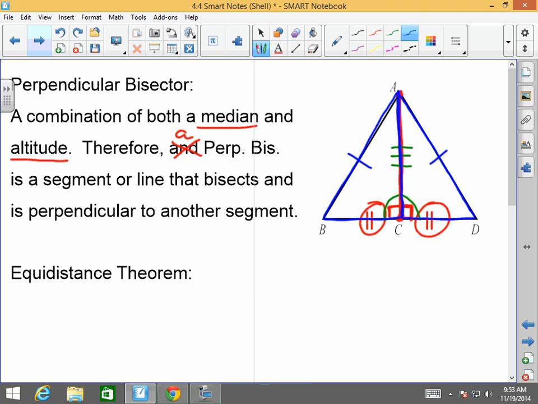Yes, the right angle congruency theorem states that right angles are congruent. The right angle theorem states that if two angles are congruent and supplementary, then they are right angles.